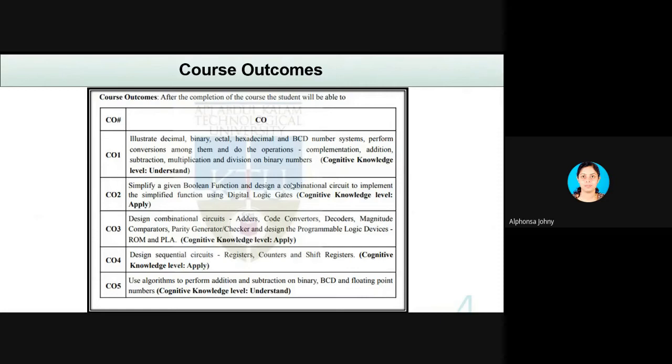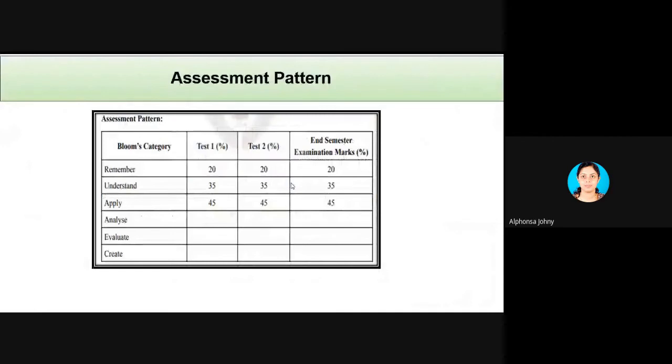Then the course outcome 5, expect that a student will be able to use algorithm to perform addition, subtraction on binary numbers, BCD numbers, and floating point numbers, and its K level is K2 or understand. The next is assessment pattern. From the slide, it's clear that K level 3 or application level questions will have the highest weightage. That is 45% of the questions will be from apply level. Then comes the understand category with 35% of weightage. Then remember with 20% weightage.